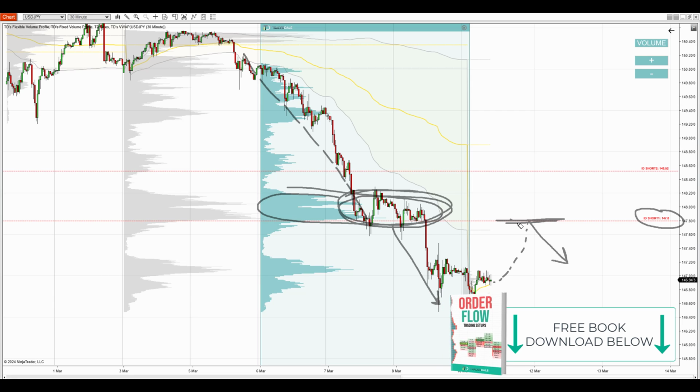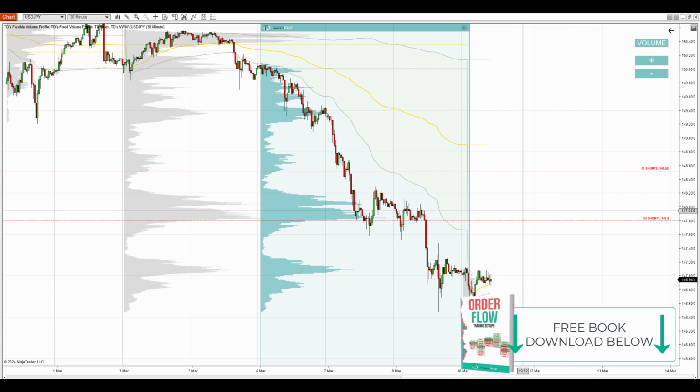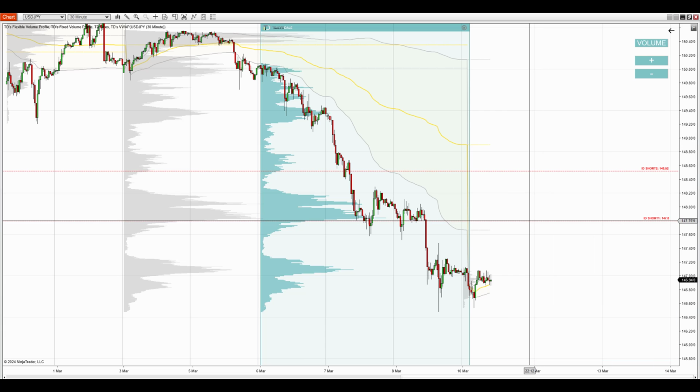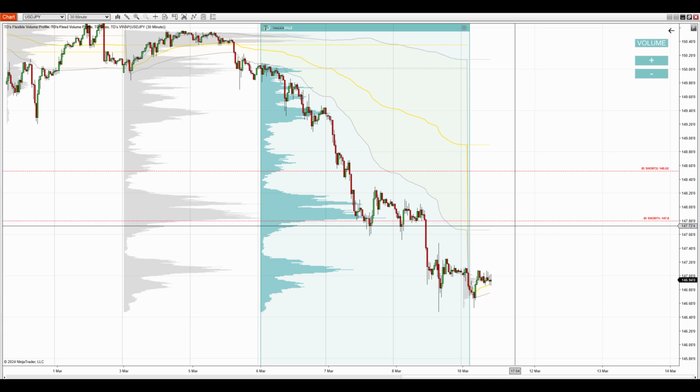And ideally use order flow to confirm the trade entry. But again, you don't need to. If you don't have order flow, you can just enter it when the price touches this level.